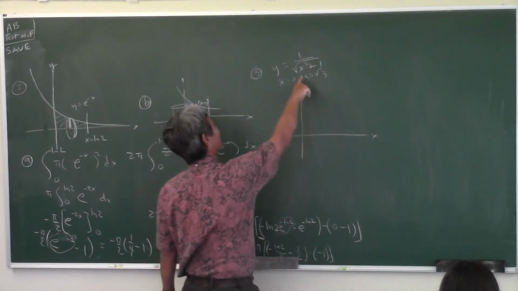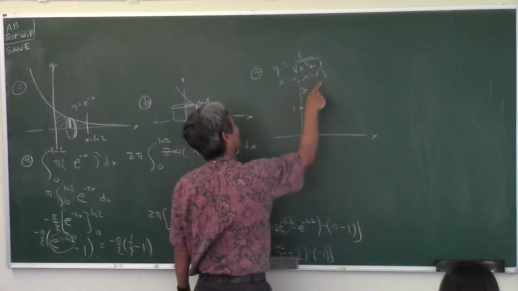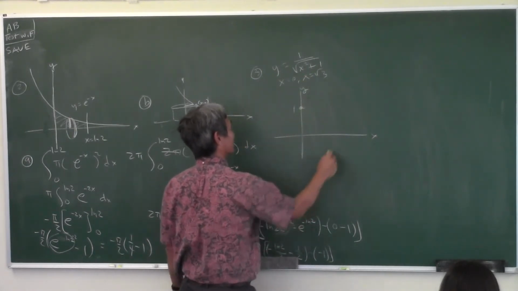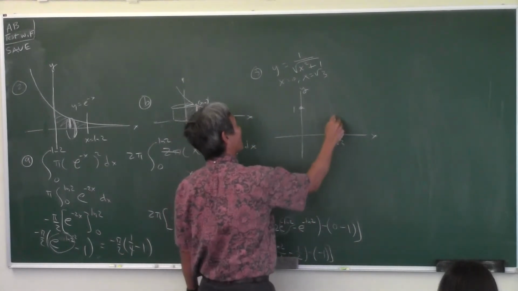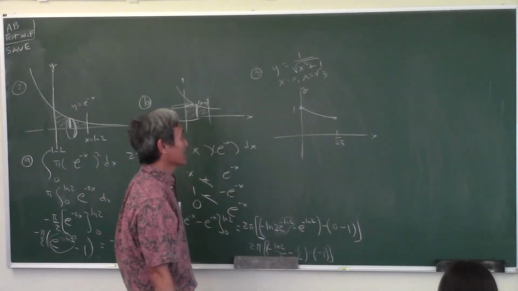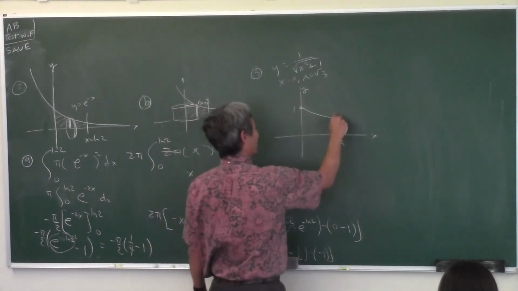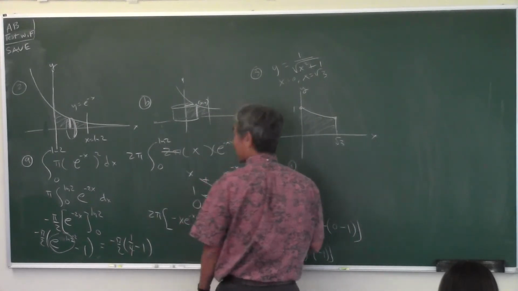Okay, what happens if I plug in 0 for x? You get 1. Plug in root 3 for x. You get 1/2. And then we don't need something in the middle. It looks like that. X equals 0, x equals root 3 on the x-axis. So here's the region. Part A.